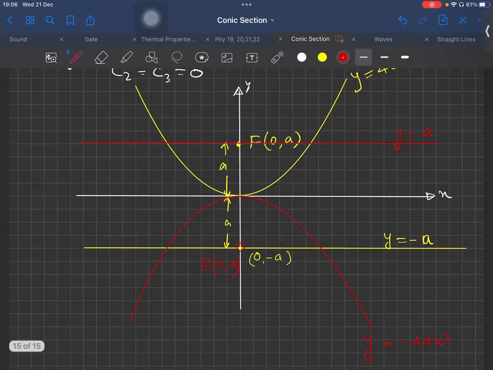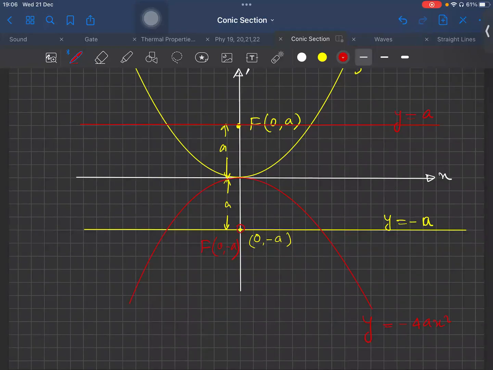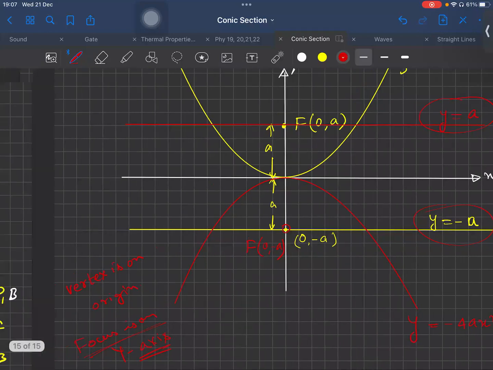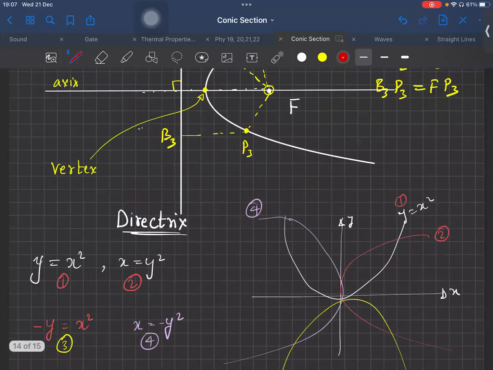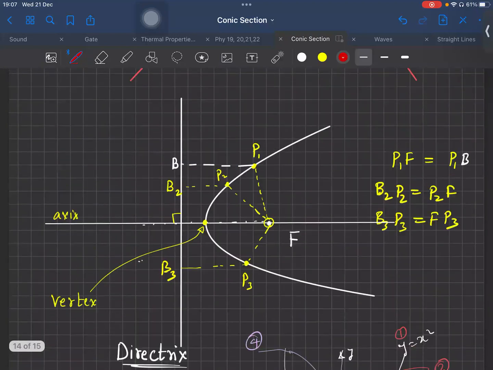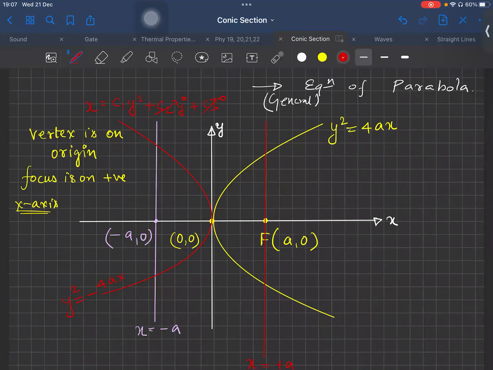In the next class we are going to see parabola and ellipse in detail. These are the 4 simplest parabolas that you can find whose vertex is on the origin. Let me write, the vertex is on the origin and the focus is on the y-axis. If the focus is on the y-axis, its directrix equation is y is equal to a and y is equal to minus a for these parabolas. Here we are discussing this parabola: x is equal to c1 y square plus c2 y plus c3.